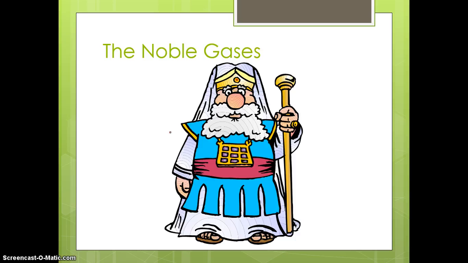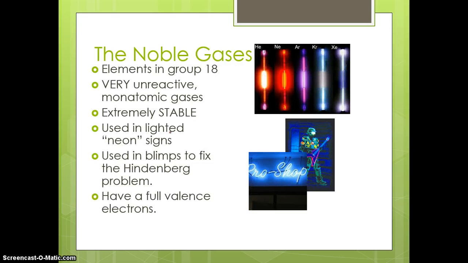Lastly, we have our noble gases, the far right column on the periodic table. The reason they are called noble is that they don't tend to react with anything else. They are very stable. They are gases that the particles tend to be single atoms as opposed to diatomic, like we mentioned with the hydrogen.